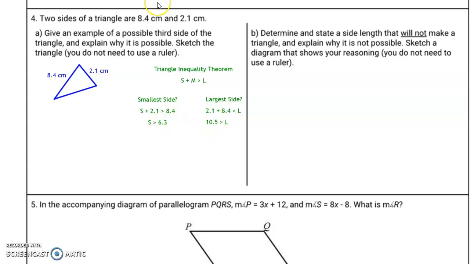A quicker way to do this is to take these 2 numbers and subtract them and add them together. If you add them together, you get 10.5. If you subtract them, you get 6.3. Now we can figure out which is a possible third side and which is an impossible third side.